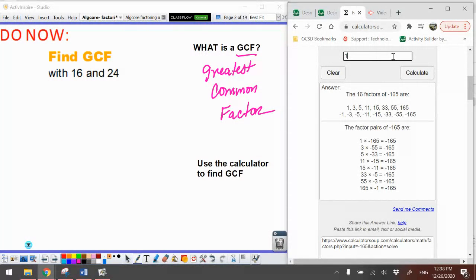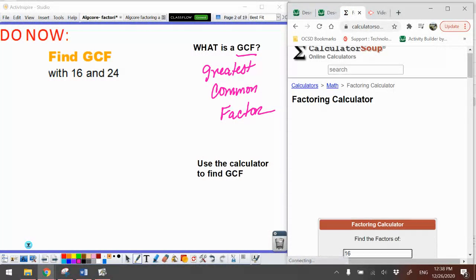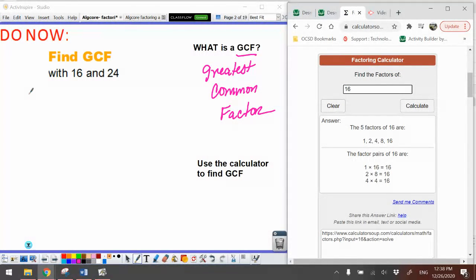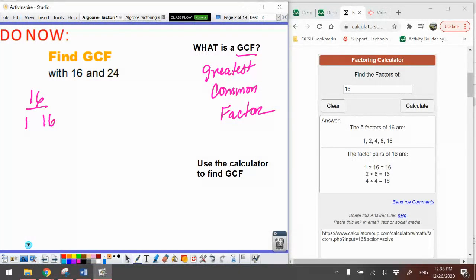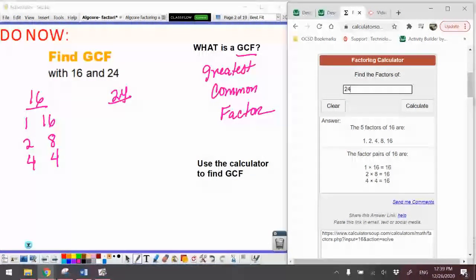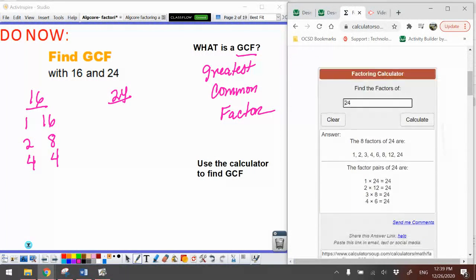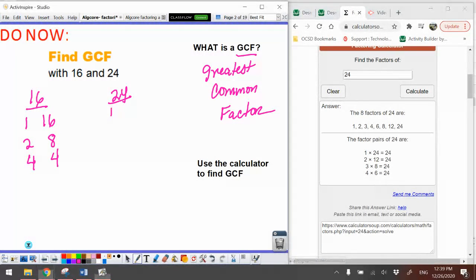And we're going to start with the factors of 16. Some of you can probably list these without having to use a calculator. So factors of 16, numbers that multiply to get 16: 1 and 16, 2 and 8, and 4 and 4. So those are all the numbers that equal 16. How about 24? Well, 24, I've got 1 and 24, 2 and 12, 3 and 8, 4 and 6.